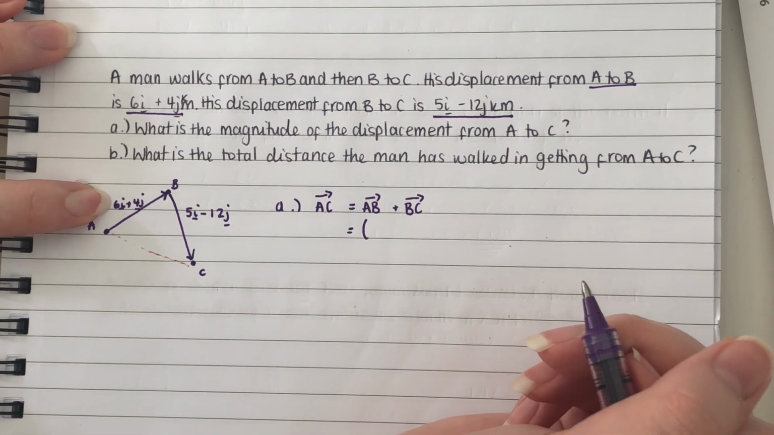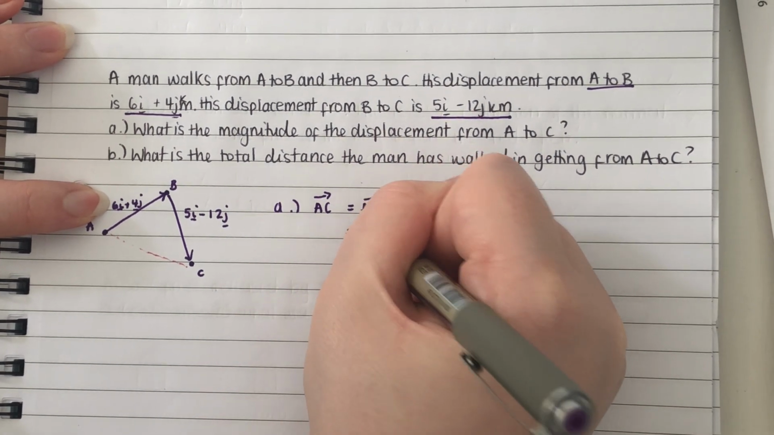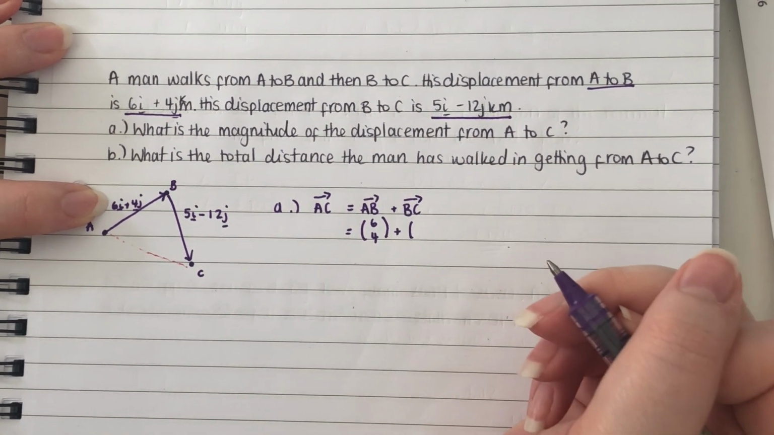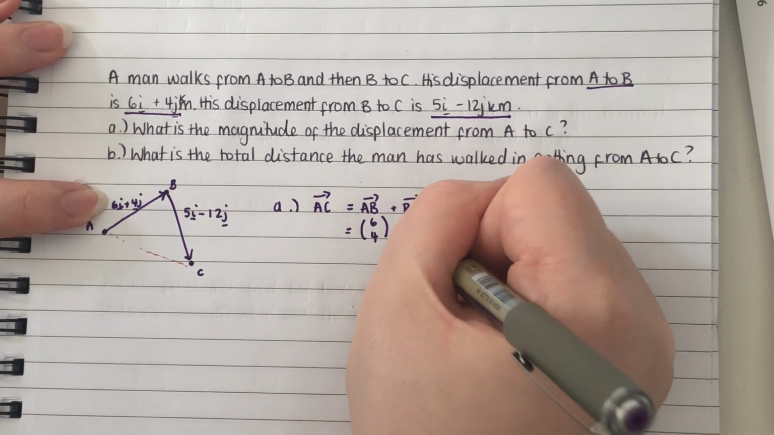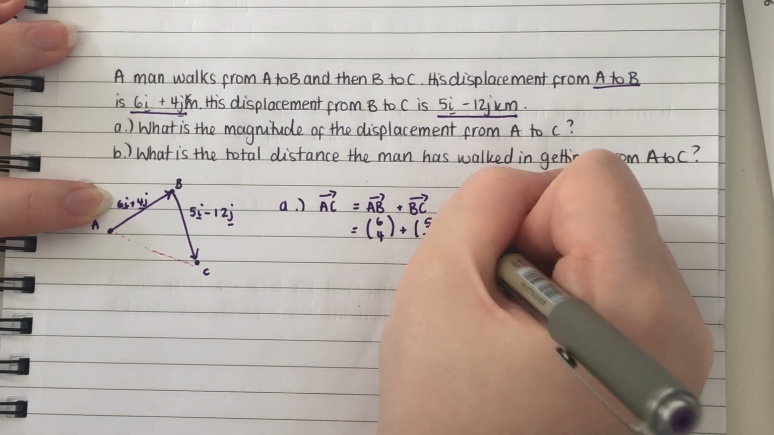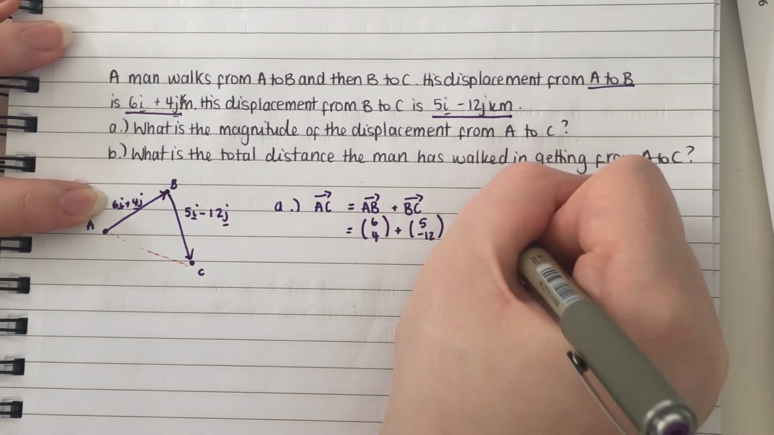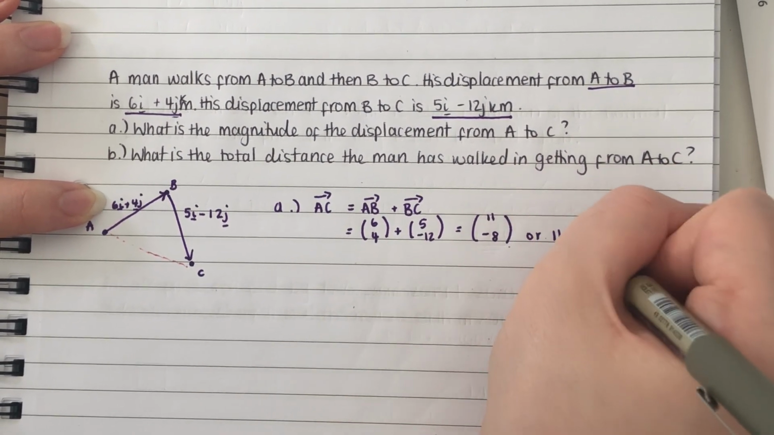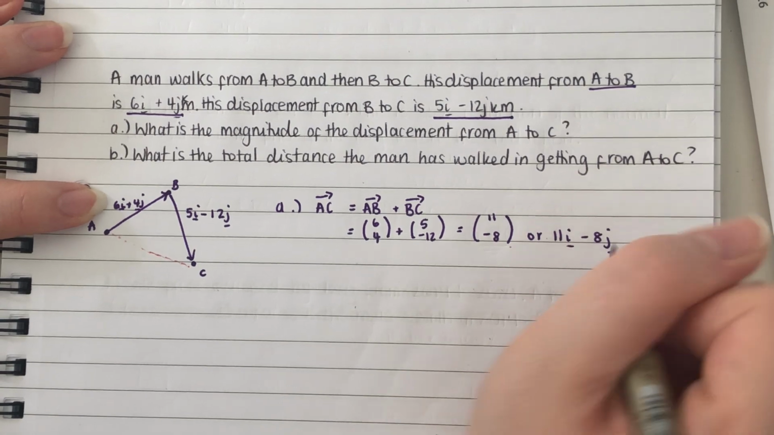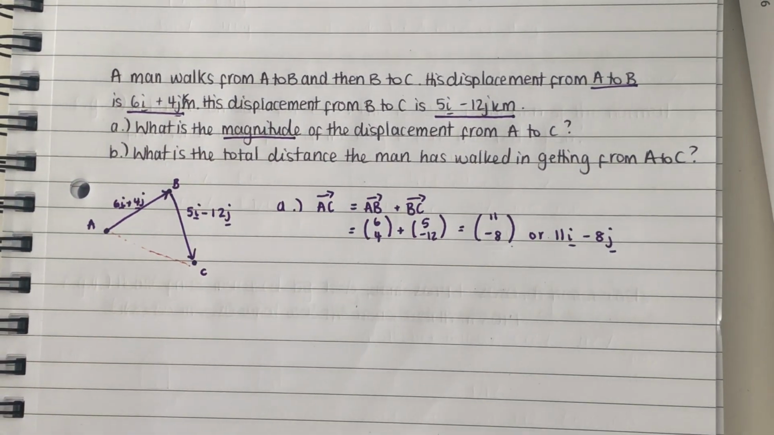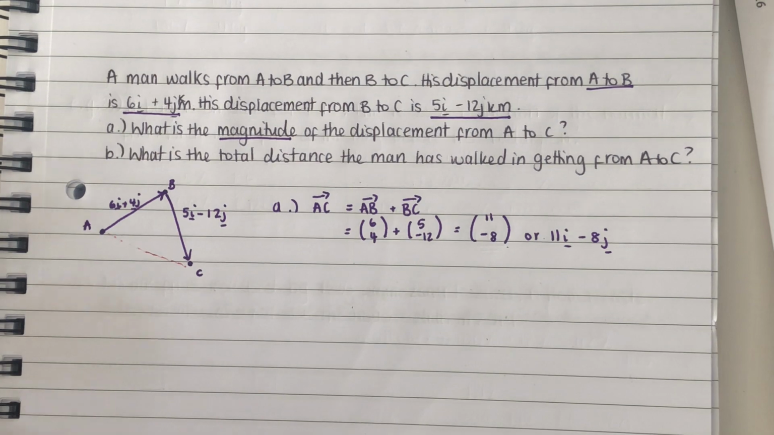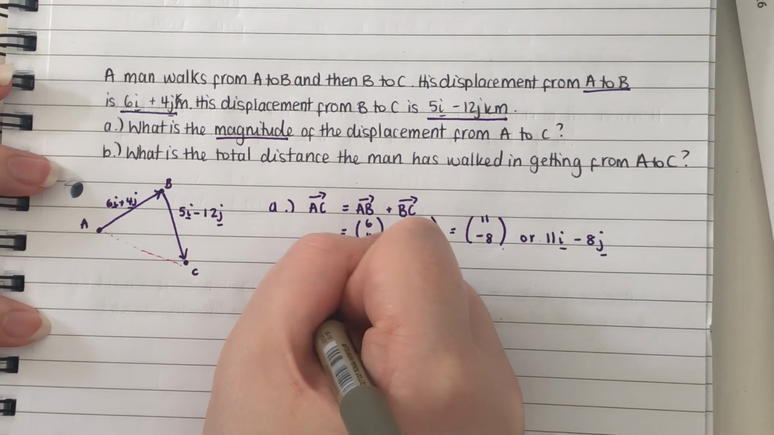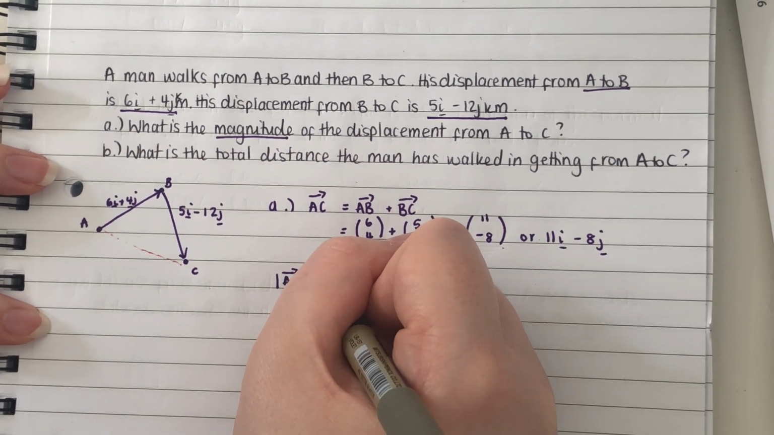So A to B is 6 and 4, so just make sure you put the i's first and then you put the j's underneath. And then for BC is 5 and minus 12. Okay, so if we add those together, we'll get 11 and minus 8. Okay, or 11i minus 8j. Okay, but it says in the question it wants the magnitude, so that means again you're going to have to use the Pythagoras. So we're going to find the magnitude of AC.